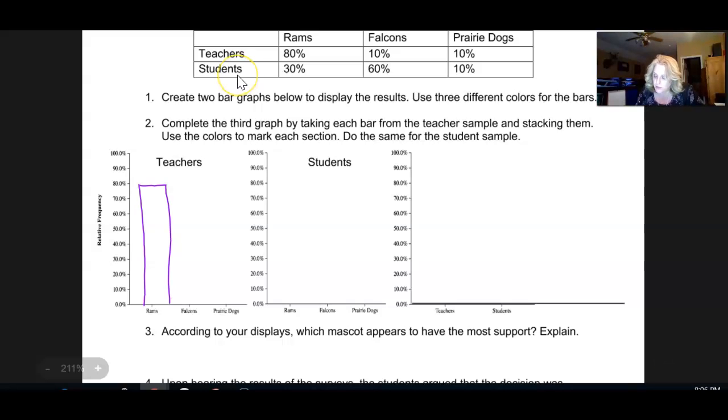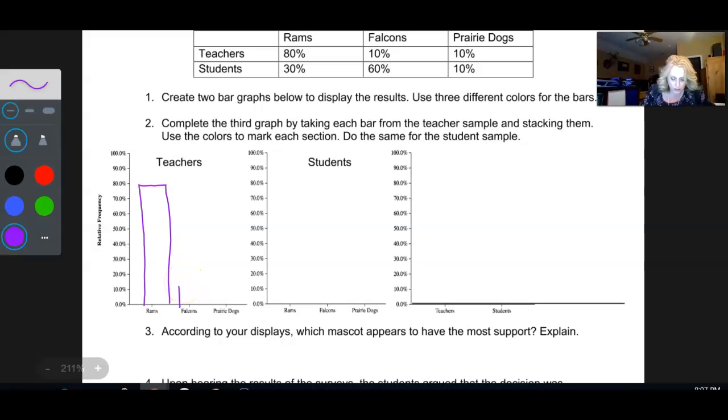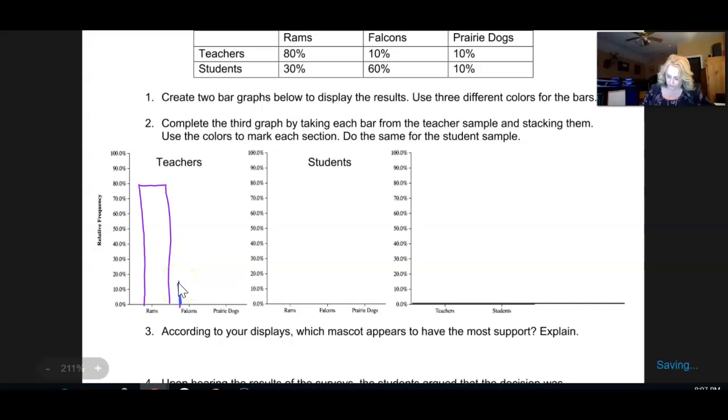And then of the teachers, 10% voted for the Falcons. They wanted that in a different color, so let me change the color real quick. Okay, and that was 10%. Usually these bars are the same width, but like I said, this drawing thing is just not my gig.